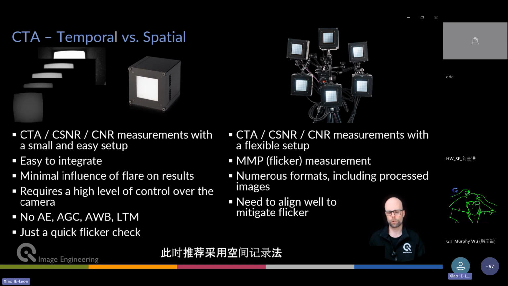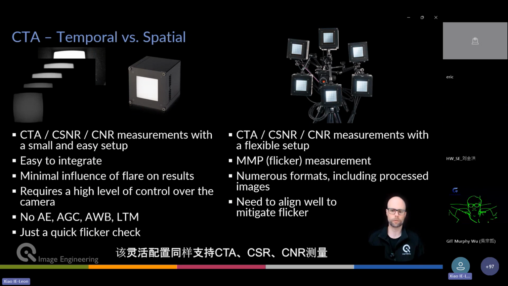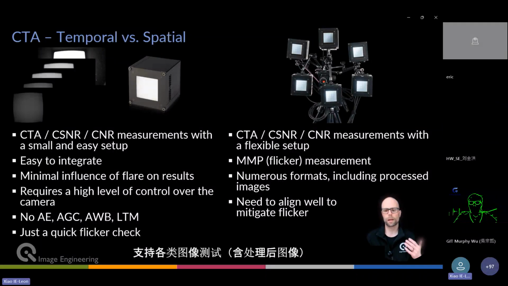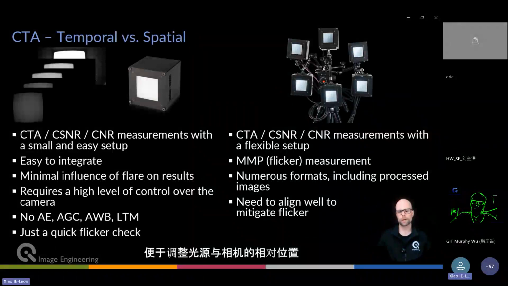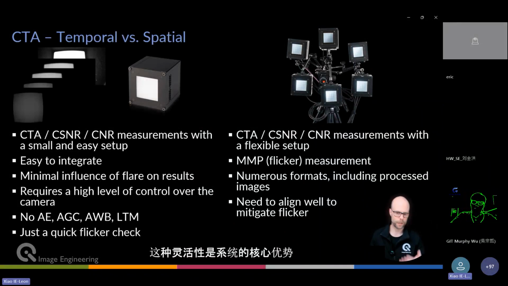So for that, there is the spatial recording setup. So the VLS with multiple light sources and then with test targets on top of that. So also with that, you measure CTA, CSNR, CNR with a very flexible setup. Additionally, you can also easily measure the MMP, a flicker measurement we're going to talk about later. With that setup, you can test all sorts of images, including processed images. But you need to align well to mitigate flare. That's why we made it so flexible. So you might need to align the light sources to your camera. That's a big benefit, that it's so flexible, but that has an impact on that.